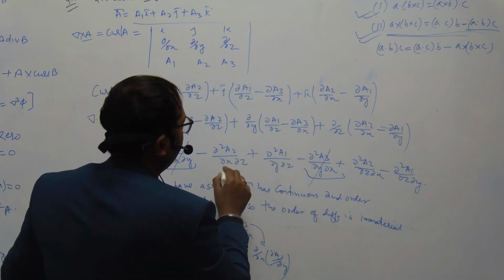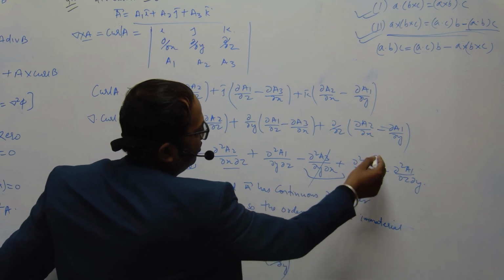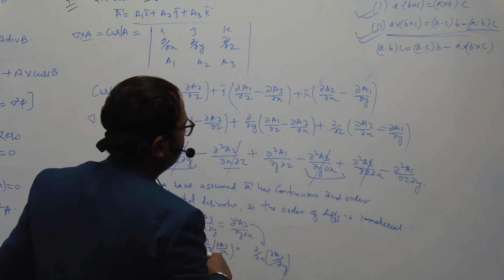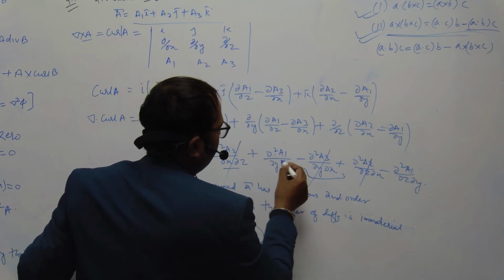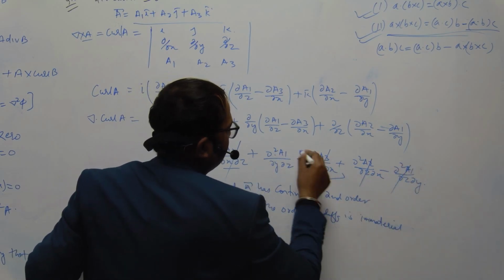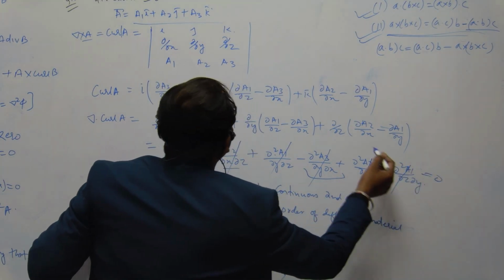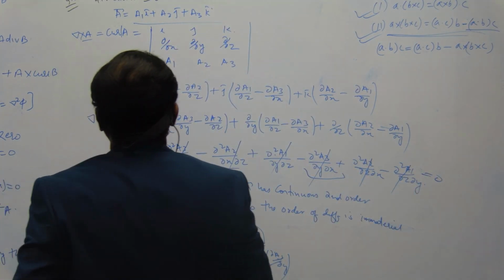Similarly, del 2 A2 upon del x del z and del 2 A2 upon del z del x get cancelled. Del square A1 upon del y del z also gets cancelled. So this is equal to 0. So we have the divergence of curl of A as 0.